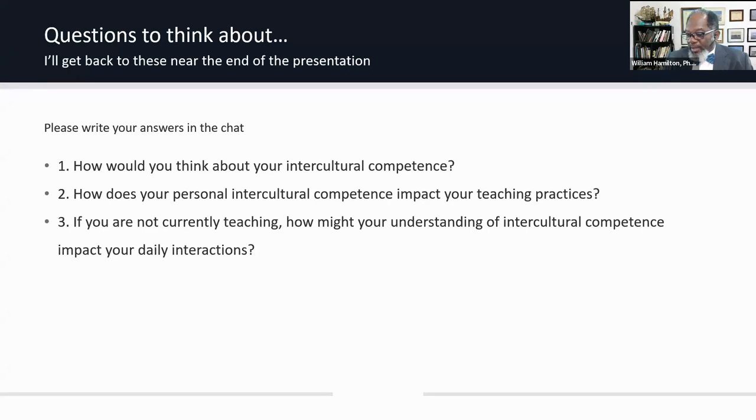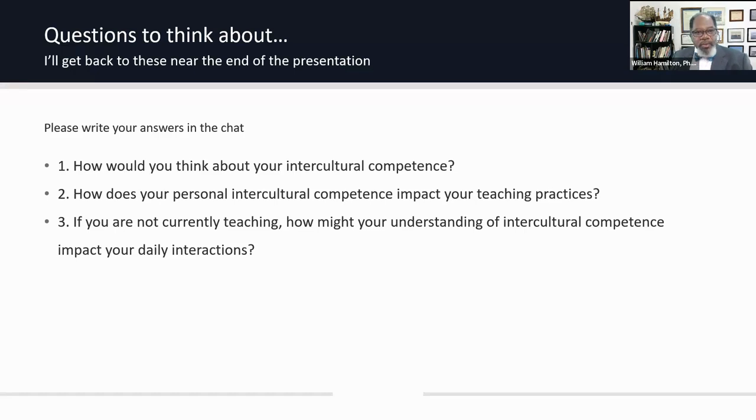Let me take the second one. How does your personal intercultural competence impact your teaching practices? Very high as well. Let's say positively, allowing me to meet the needs of all my students, or try to. Intensely, I have shifted my thinking to cultural humility. And that has helped quite significantly, very much. It impacts everything from books and articles, and impacts my perspective.